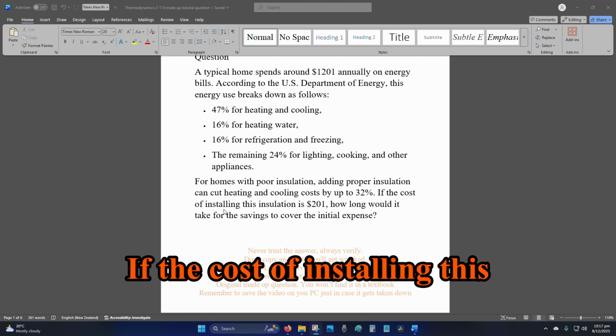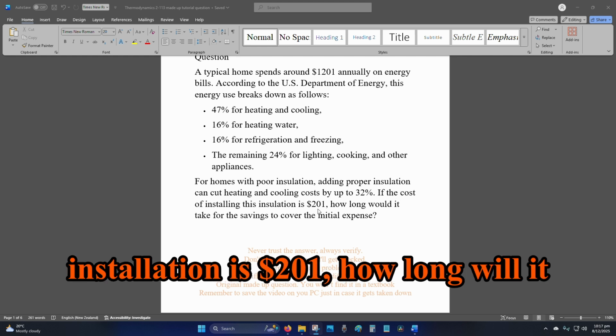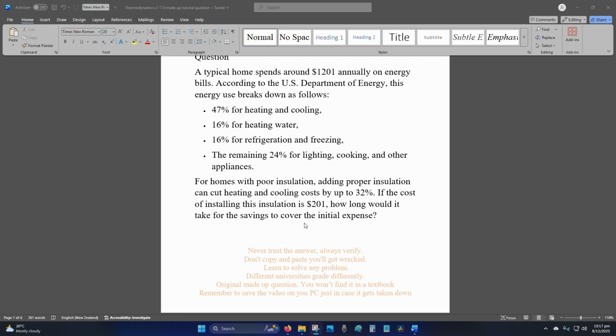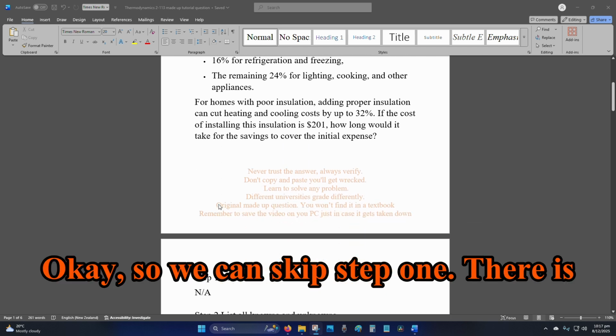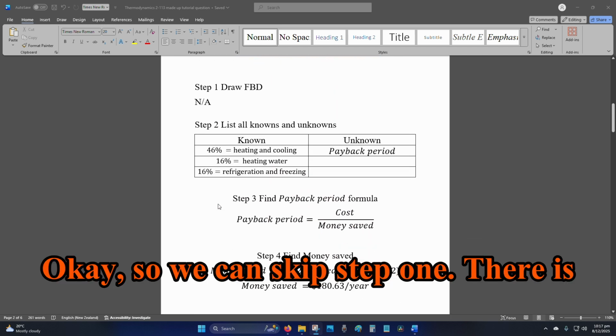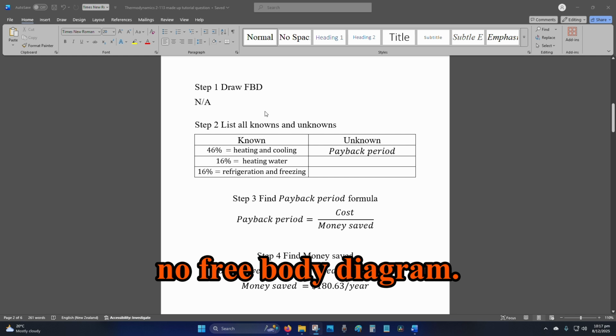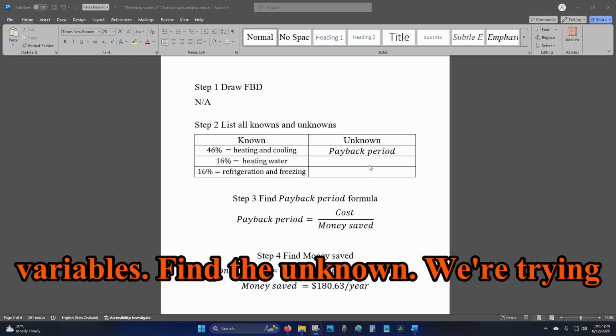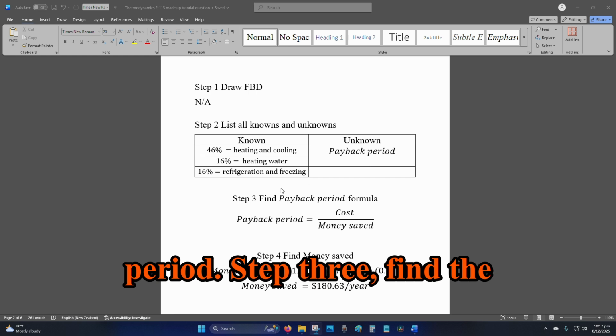If the cost of installing this insulation is $201, how long will it take for us to recover the costs? Okay, so we can skip step 1. There is no free body diagram. Step 2, list all the given variables, find the unknown. We're trying to find the payback period.